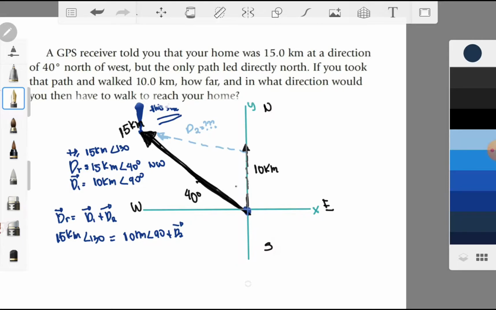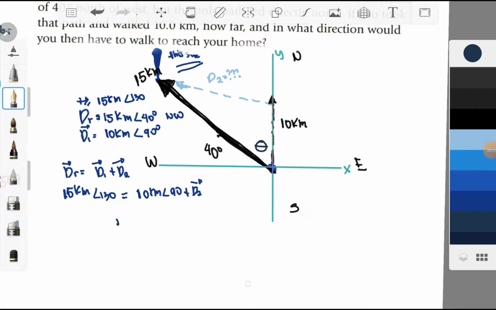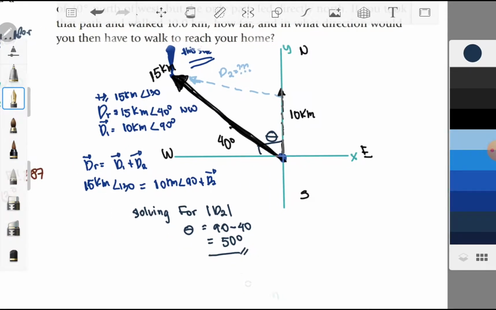So first, let us identify this theta. Wherein, you all know that this theta, by calculation, is needed for solving for d2, or the magnitude of d2. Your theta is just equal to, this is 90 degrees, so complementary, 90 minus 40, therefore it is 50 degrees. Pag supplementary, 180 degrees. Pag complementary, 90 degrees, right? So, your theta is equal to 50 degrees.